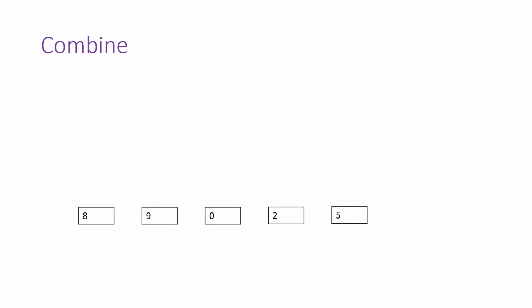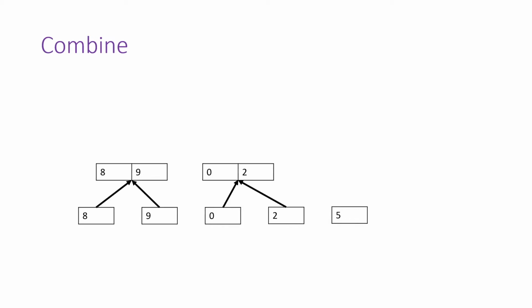All right, so now let's talk about combining these 1-element arrays. So we're going to combine each element and we're going to try and maintain our sorted order. What I mean by that is if we combine 8 and 9, those are already in sorted order, so we're just going to leave them. 0 and 2 are also in sorted order, so we would just combine them. But if they weren't, we would add them in the reverse direction.